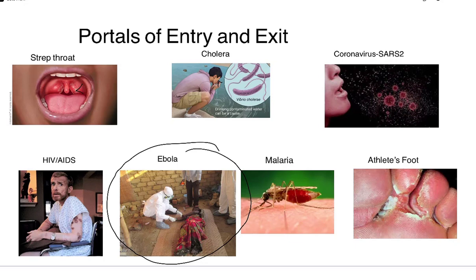Okay, let's take a look at malaria. Malaria, this one's interesting because portal of exit is going to be specifically done by a mosquito.